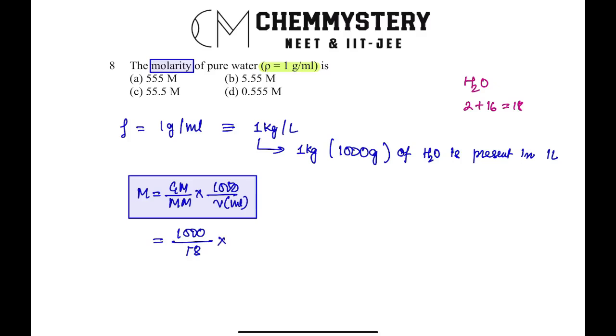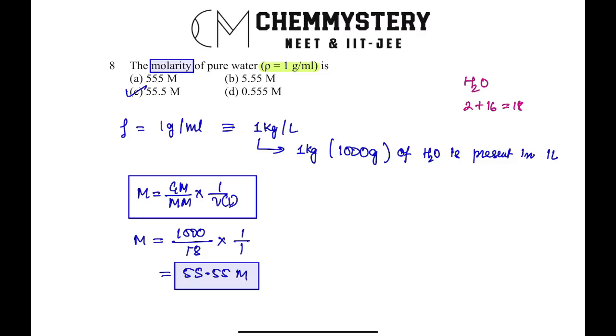If I take the volume in liter instead of ml, there is no need to divide by 1000. So I am taking it as 1 liter. If you have confusion, I'll write it this way: volume in liter. So 1 liter. 1000 divided by 18 is 55.55 molar. So molarity for this is 55.55 M. Option will be C.